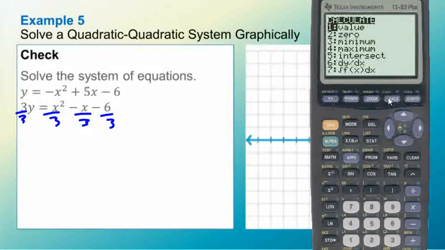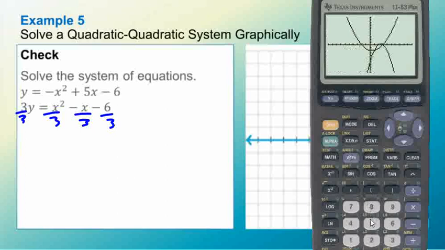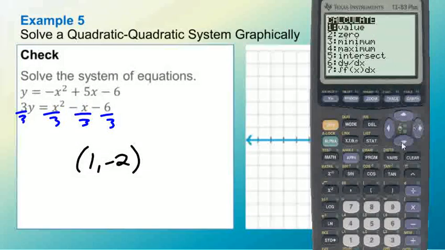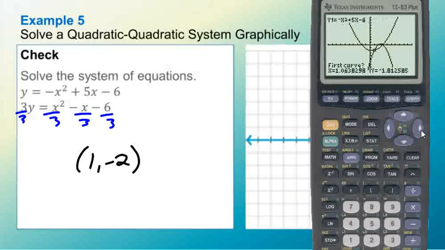So if I go second, trace, it's number 5, intersect. Enter 1, enter 2, enter 3. So here would be 1, negative 2. And the other one, second, trace, number 5, intersect, we'll move towards this direction. So enter, enter, enter, and it should tell us right here, 3, 0.